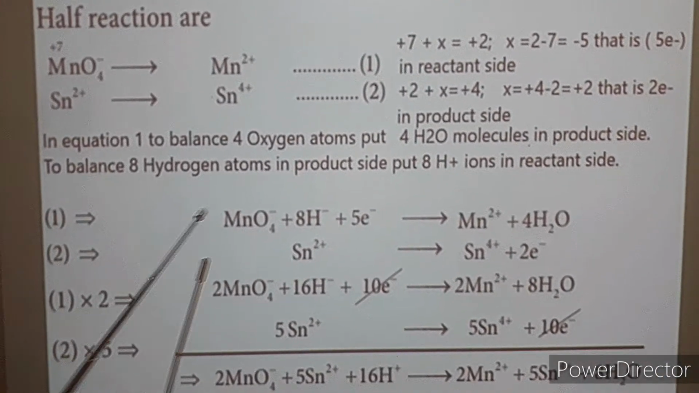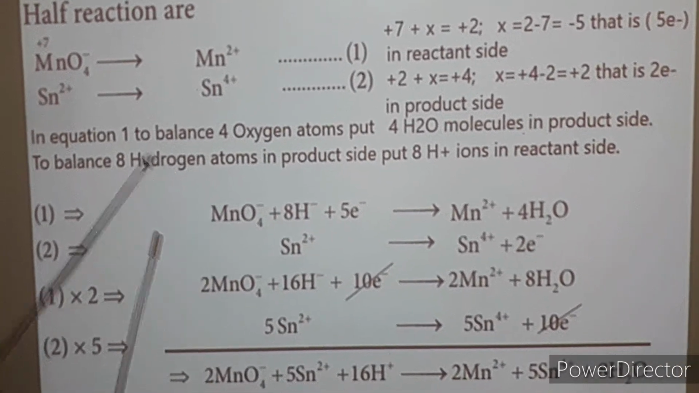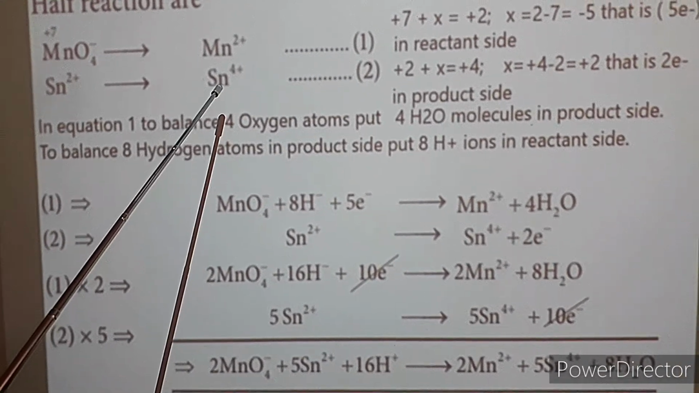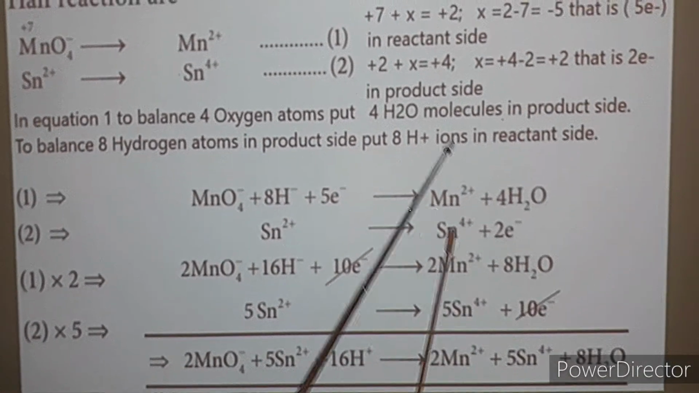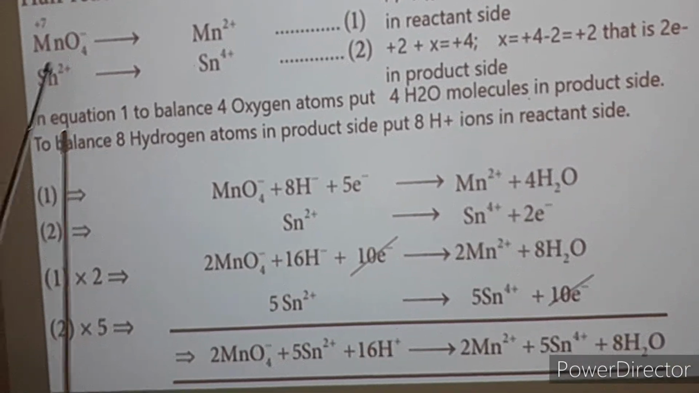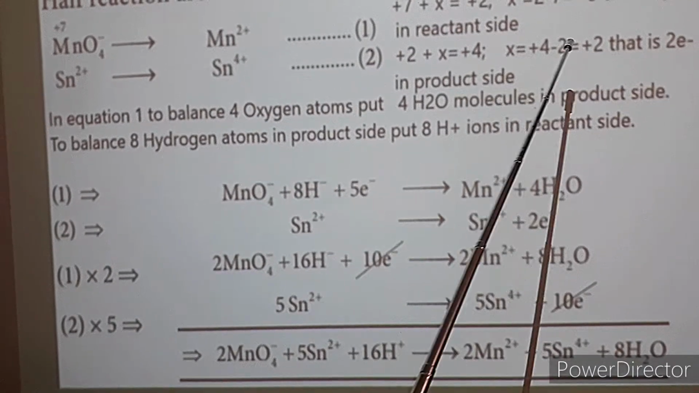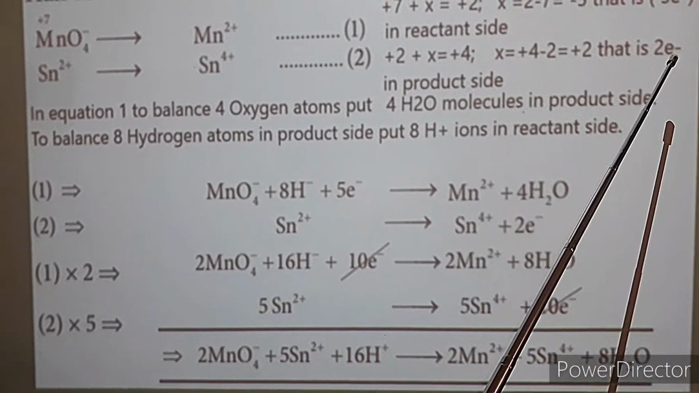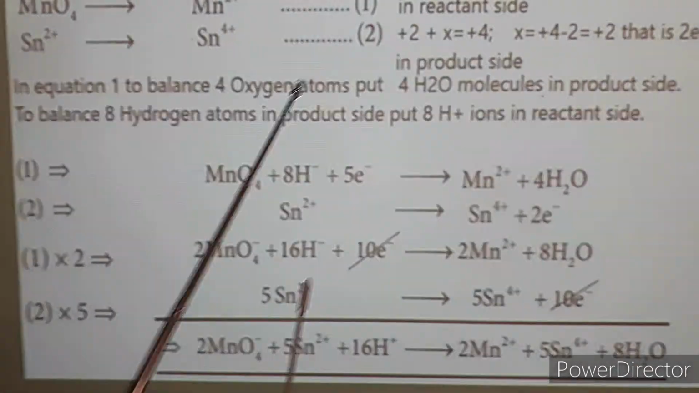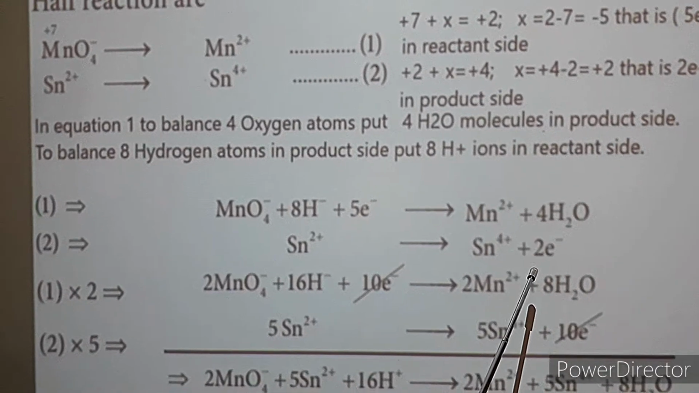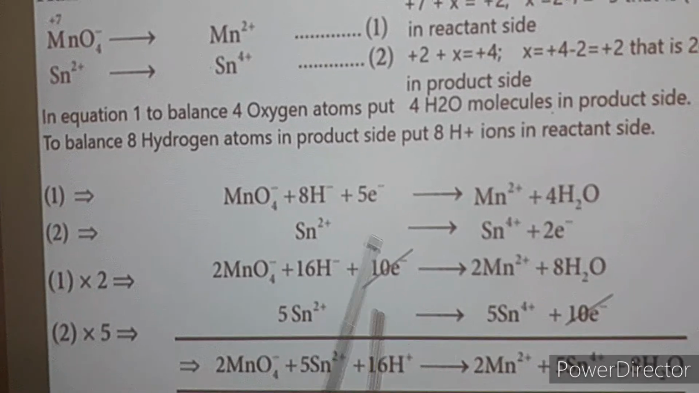Now once again we are going to write equation 1, and the second equation. In this second equation, the tin 2 plus is changed into tin 4 plus. We are going to calculate how many electrons are lost here. We put plus 2 and X for the electrons, equal to plus 4. We get the value 2. That means 2 electrons are lost here, so we put the 2 electrons on the product side. So this is the second equation.